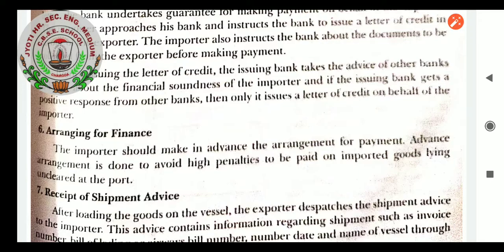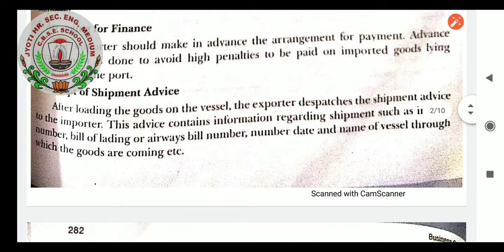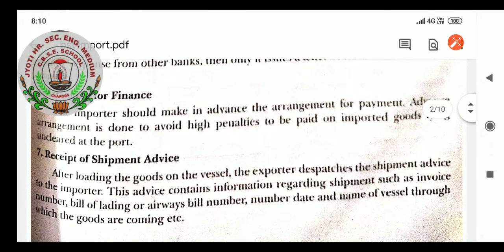Receipt of a shipment advice. After loading the goods on the vessel, the exporter dispatches the shipment advice to the importer. This advice contains information regarding shipment such as invoice number, bill of lading or airway bill number, date and time, name of vessels through which the goods are coming, etc. So this is a receipt of shipment advice, students.